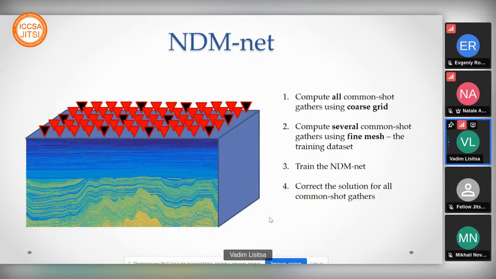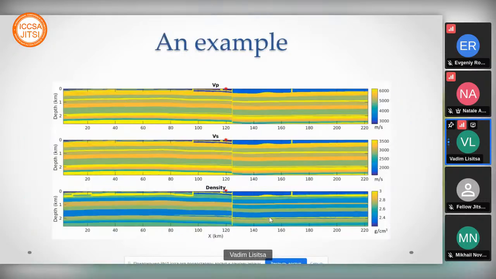Then we use the fine mesh solution as the training data set and train the network to map the coarse mesh solution for the black sources to the fine mesh solution for the black sources. That's how we train it. Then we apply it to correct the entire data. That's pretty much the idea of the NDM net. The key point is that we can construct the training data set not artificially, but from part of the entire data set which we need to simulate.